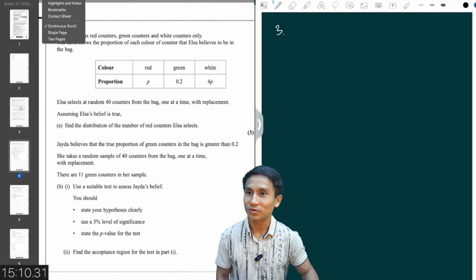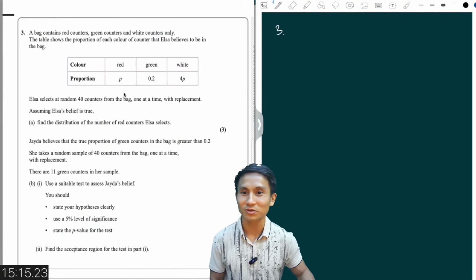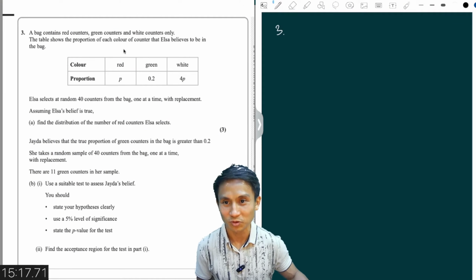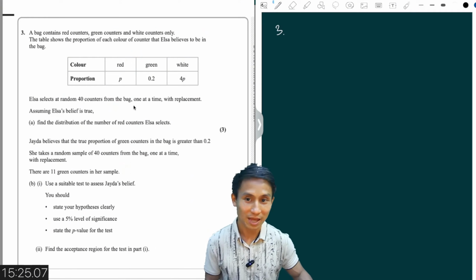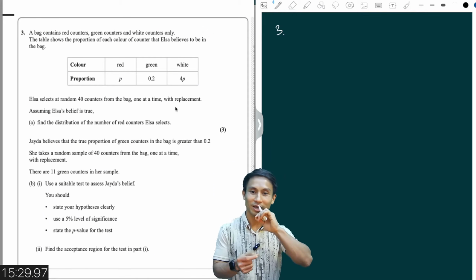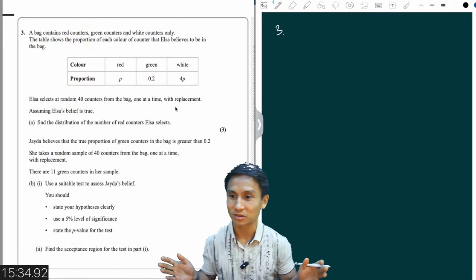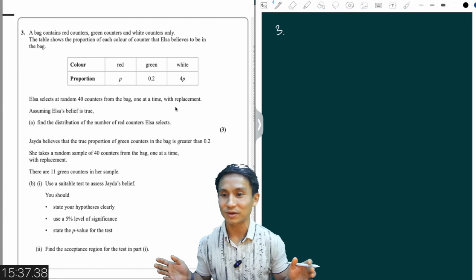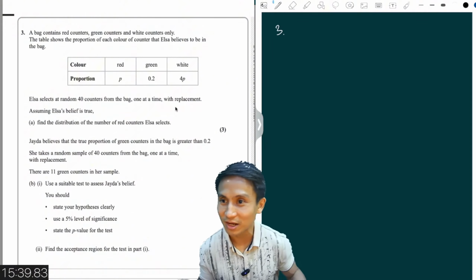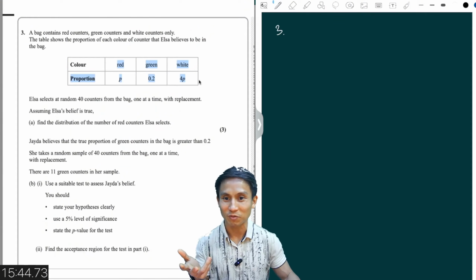Okay, so let me just close that. Number 3, a bag contains red counters, green counters, and white counters only. The table shows the proportion of each color of the counter that Elsa believes to be in. Elsa selects at random 40 counters from the bag one at a time with replacement. So taking one out and replacing it back in. Yeah, so the total number of the counters doesn't change. Assuming Elsa's belief is true, what does she believe again? Believes to be in. Okay, yeah, so we're going to assume this is the right proportion.